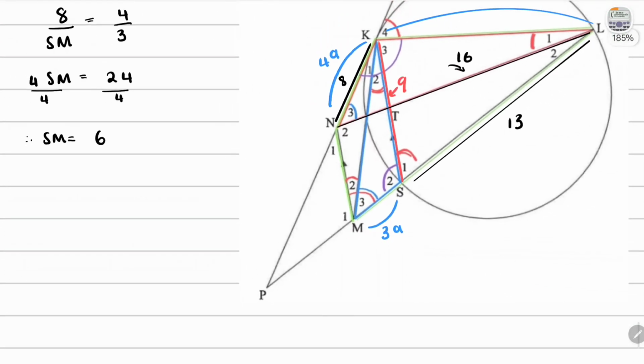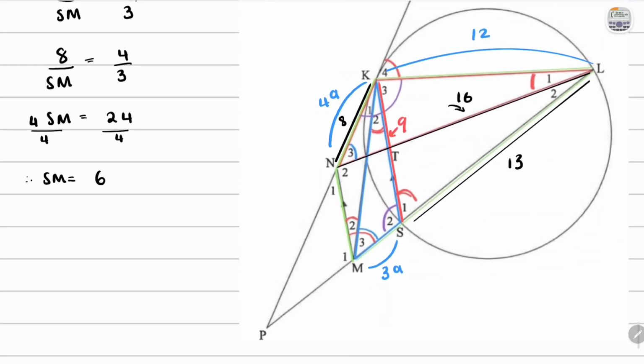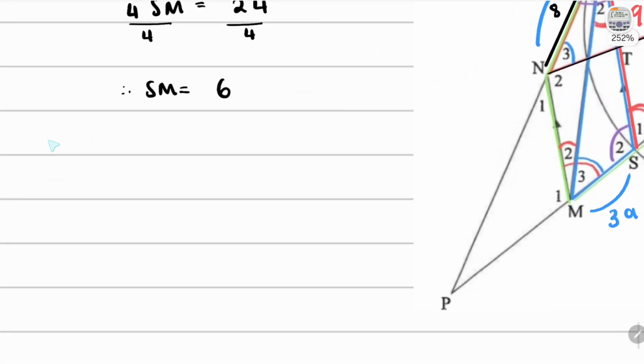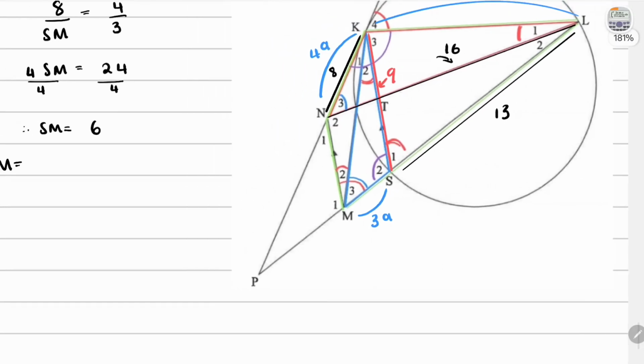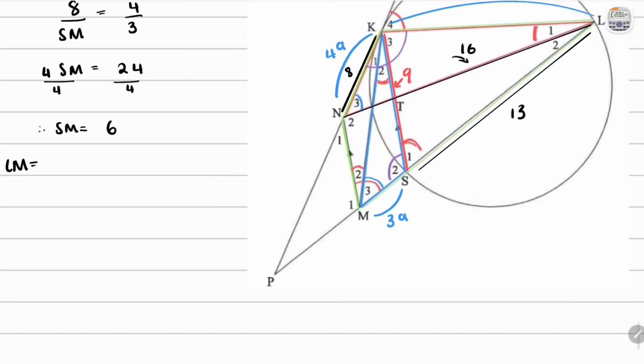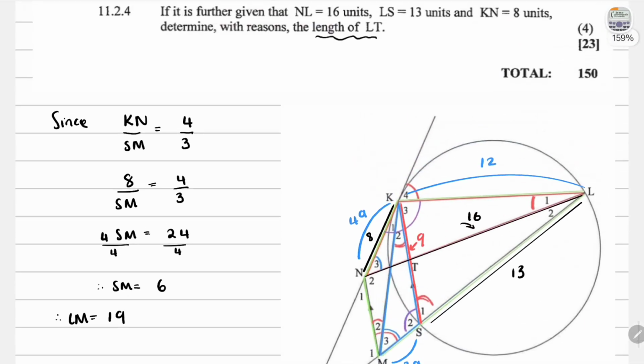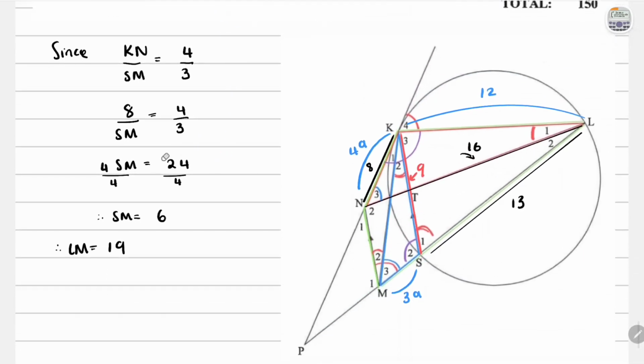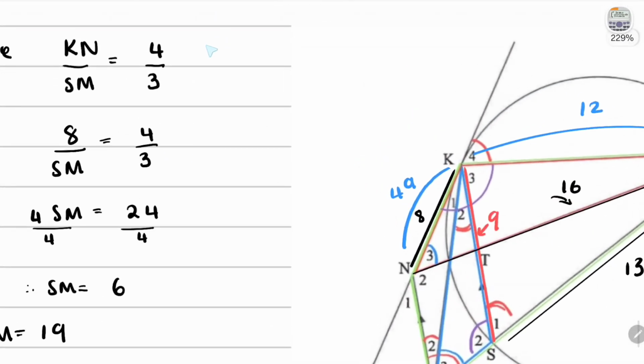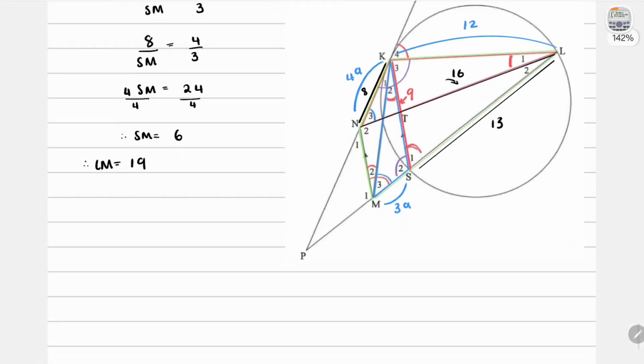Okay, great. Now that we know what SM is, we know the entire length of LM, which is what we needed. So we can say that LM is equal to 13 plus 6, which is 19 units. So LM is 19 units, and that's going to help us. The only reason we have this here is that it was proven in the previous question, so we'll just keep that there.